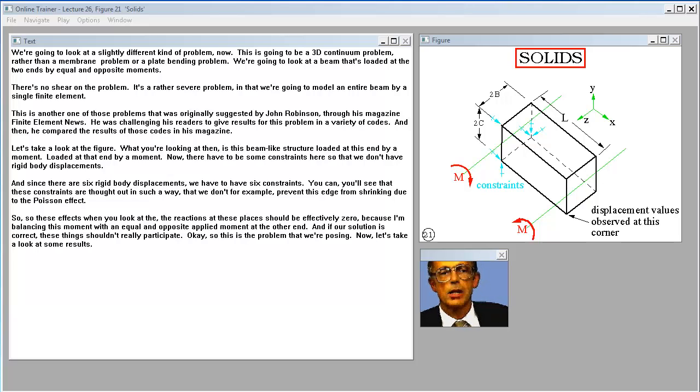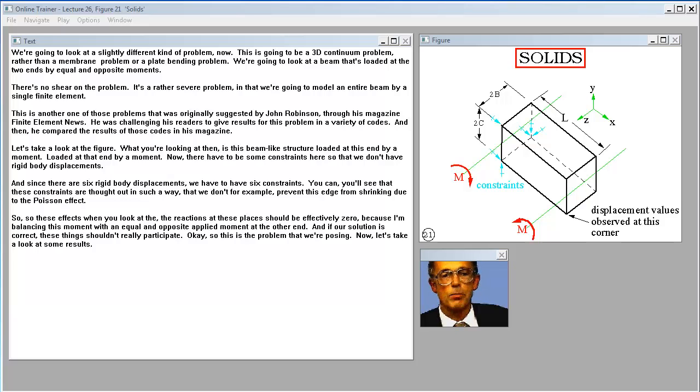We're going to look at a slightly different kind of problem now. This is going to be a 3D continuum problem rather than a membrane problem or a plate bending problem. We're going to look at a beam that's loaded at the 2 ends by equal and opposite moments. There's no shear on the problem. It's a rather severe problem in that we're going to model an entire beam by a single finite element.